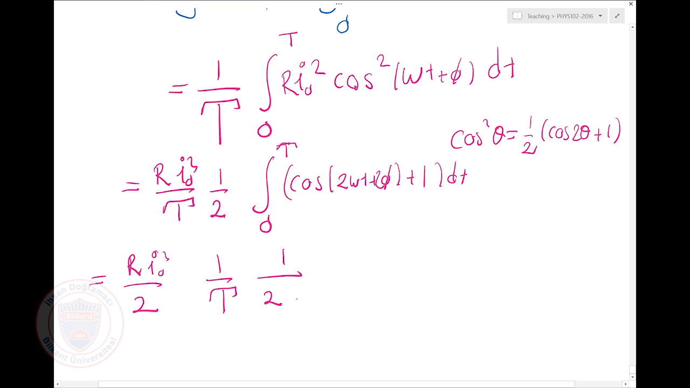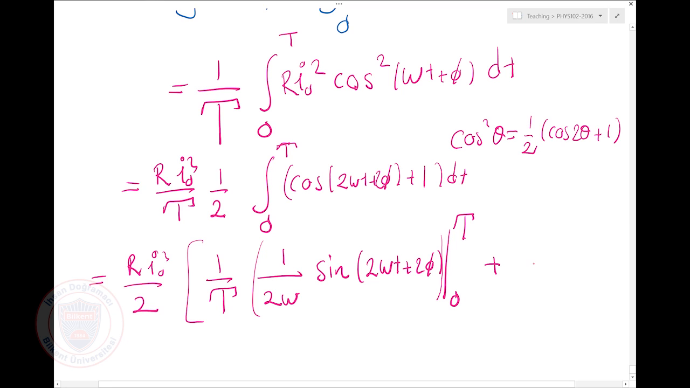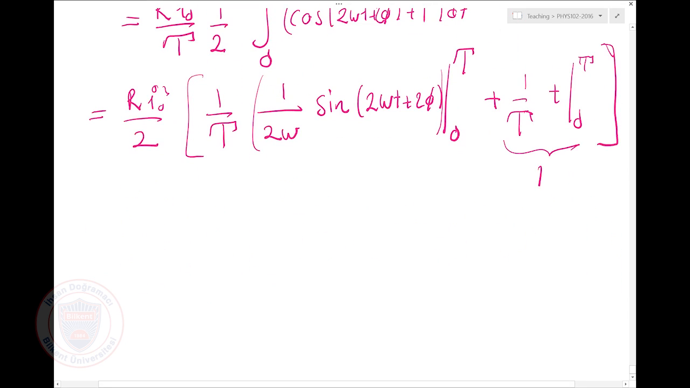What's the integral of cosine? It's sine. So it's going to be 1 over 2 omega times sine (2 omega t plus 2 phi) from 0 to T. That's one term. And the other term is just, I have 1 over T, and here I have t from 0 to T. It's the simplest integral in the world again. So this thing gives me 1.